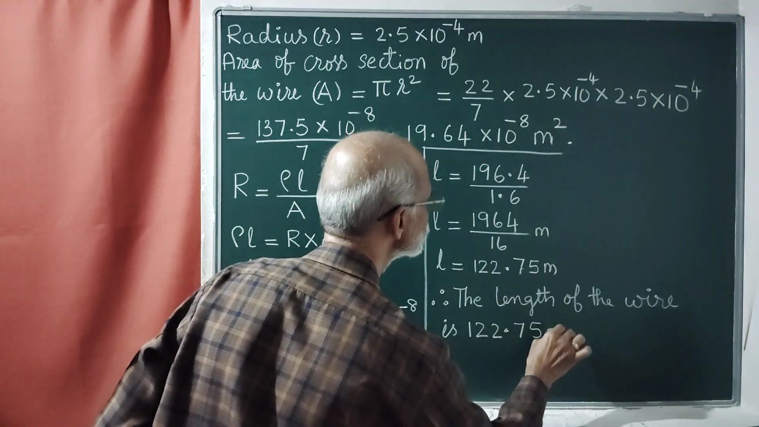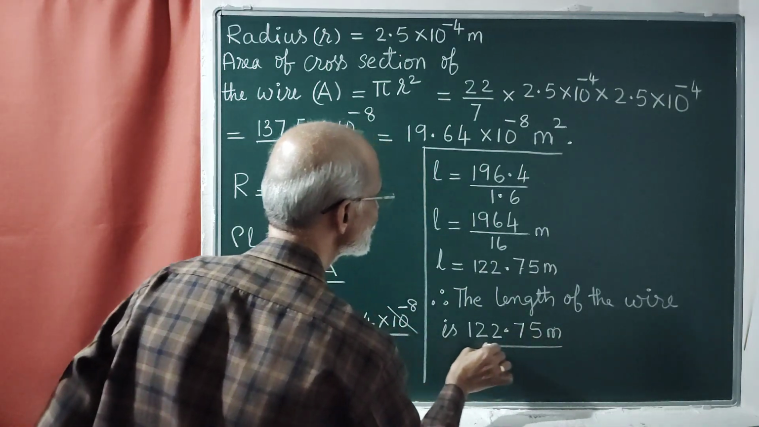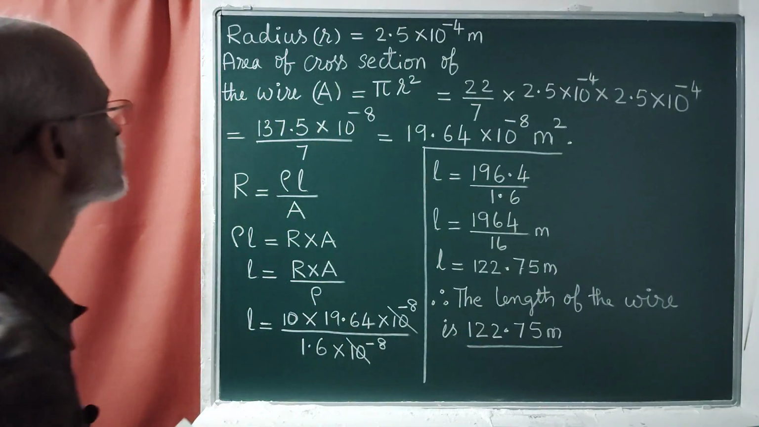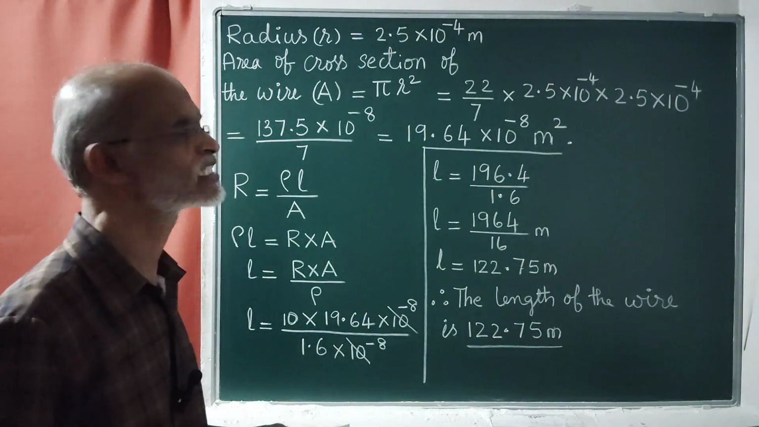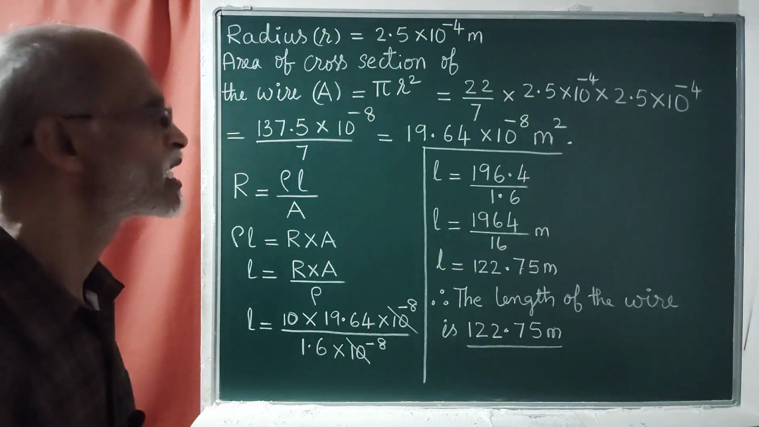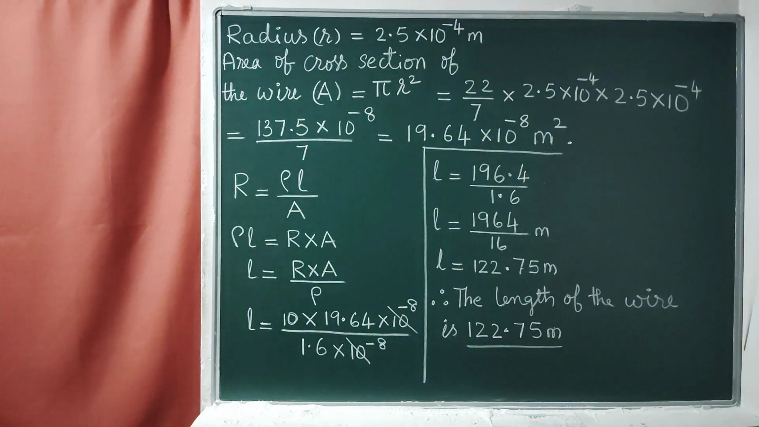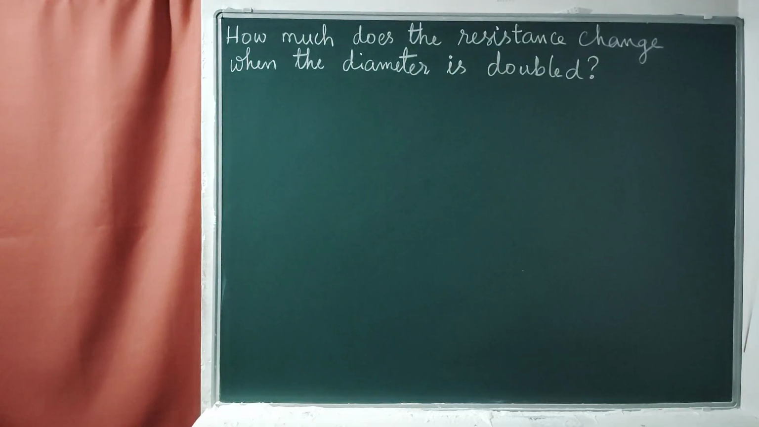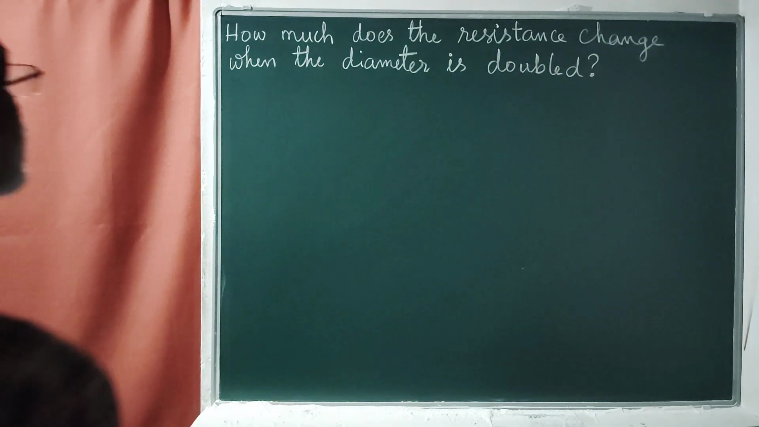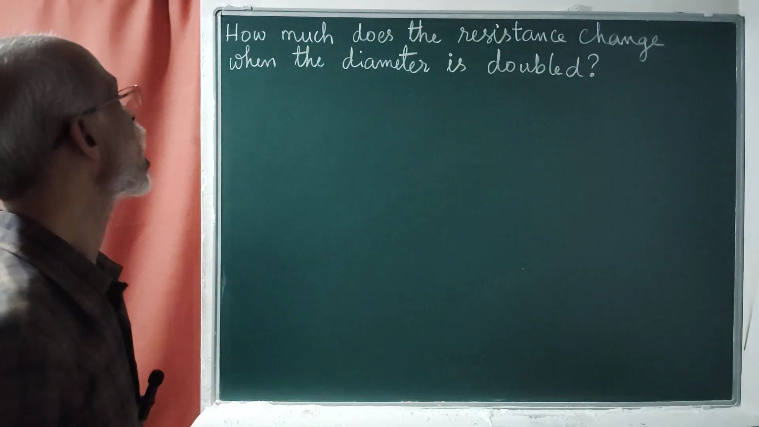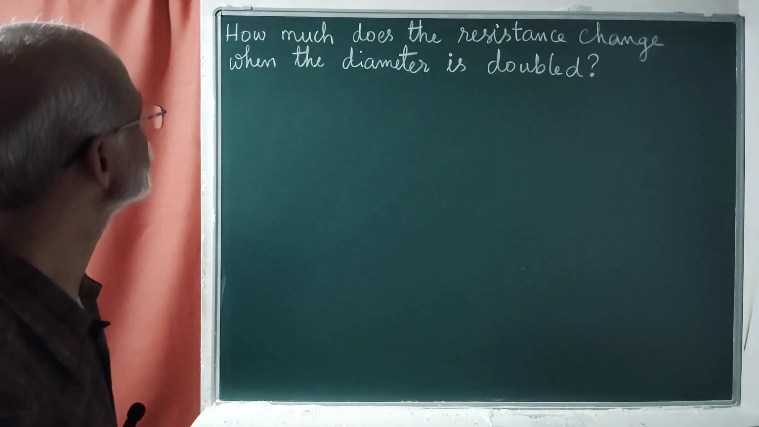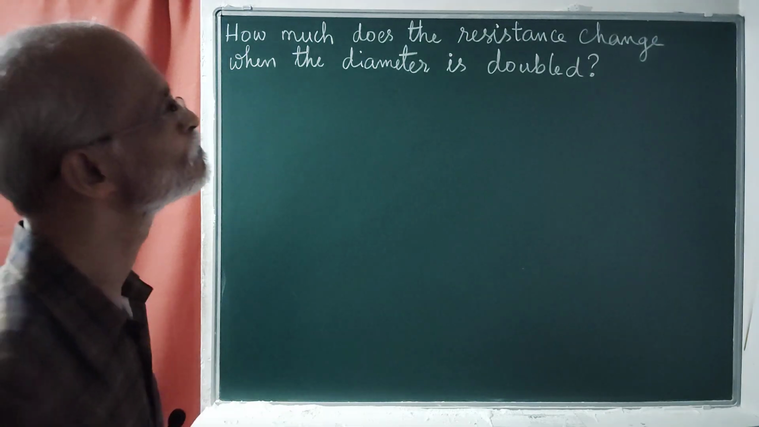122.75 meters. You have found the length of the wire. Next we will see the change in resistance when the diameter is doubled. Now the second part of the question is how much does the resistance change when the diameter is doubled?